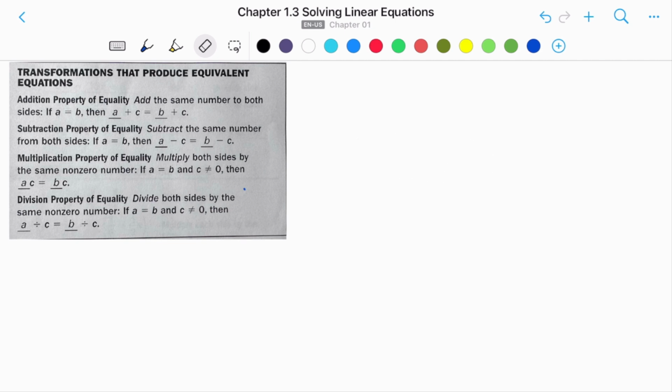Same thing with the subtraction property. If you look right here, you have A minus C and B minus C. You subtract it, it's the same thing. Same thing with multiplying: A times C equals B times C. We're assuming that A and B are equal here, and C is not equal to 0, by the way. The thing is, if you do the same thing to each side, you're going to get the same result. So let's look at another one, the division property, the same thing.